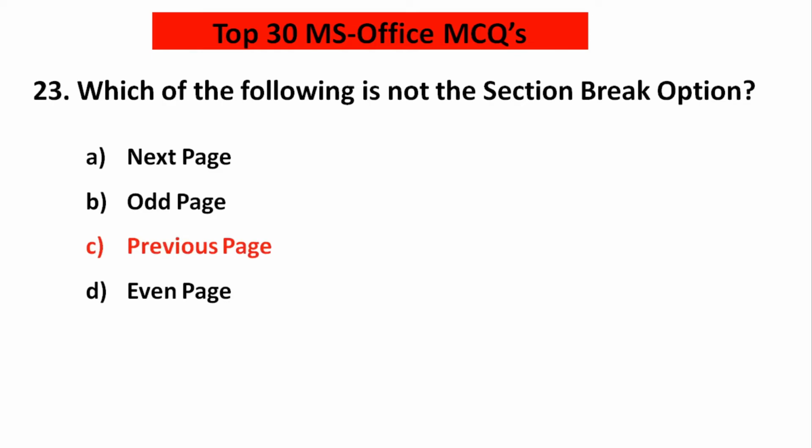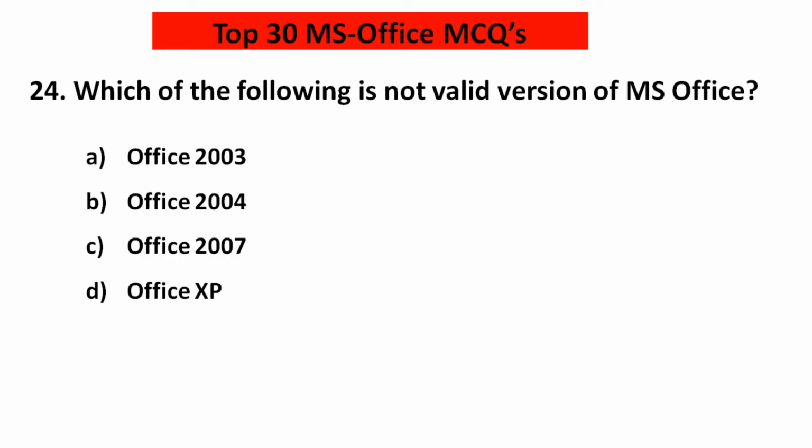Previous page. Next question. Which of the following is not a valid version of MS Office? Option A. Office 2003. B. Office 2004. C. Office 2007. D. Office XP. And the right answer is option B.